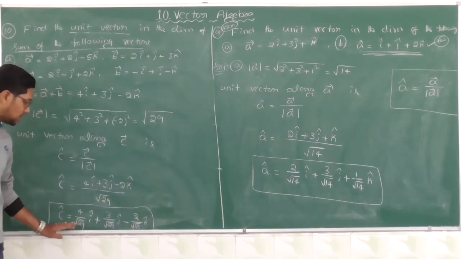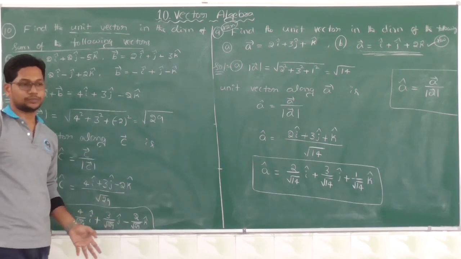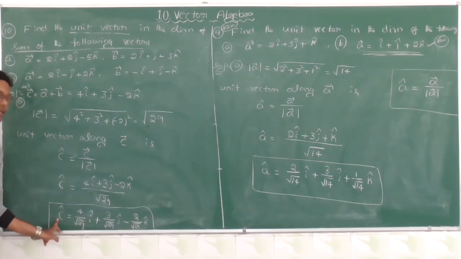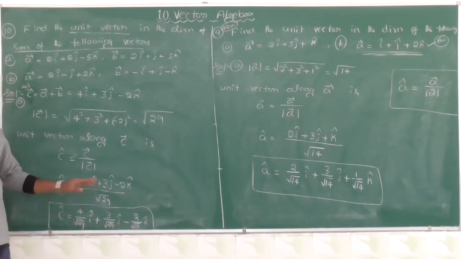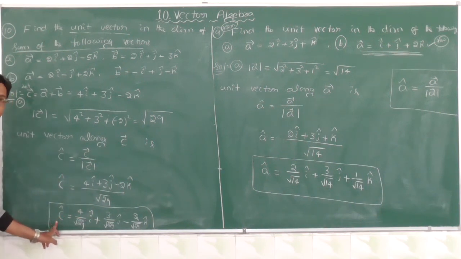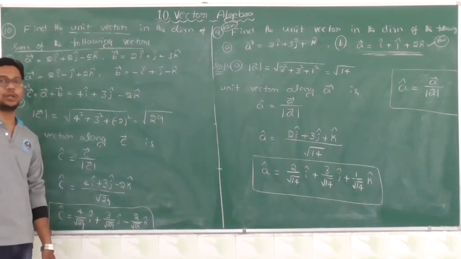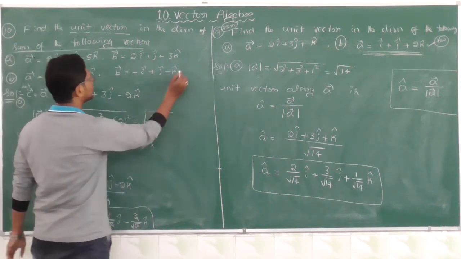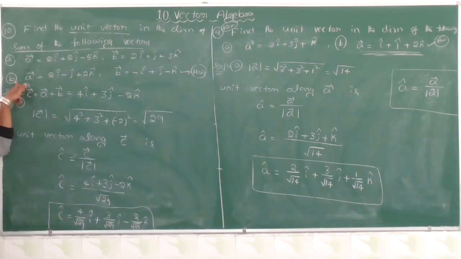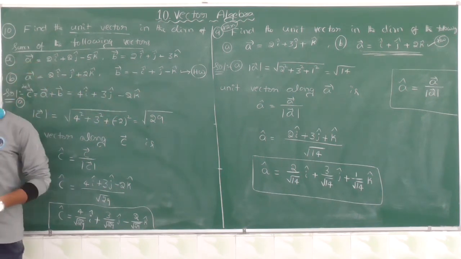How do we verify whether the answer is right or wrong? I told you, just find the magnitude of C cap, which should equal 1. If it is not equal to 1, we made some mistake in the problem. Next we have question B. It is homework for you, very similar to question A.